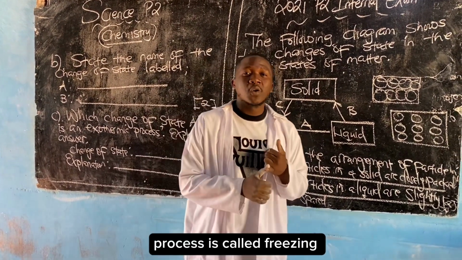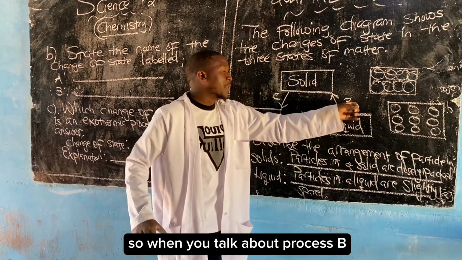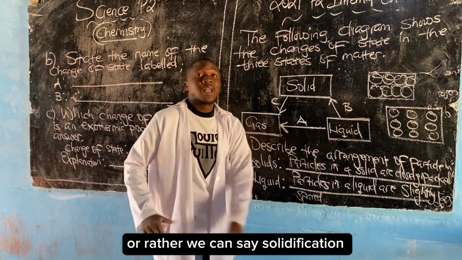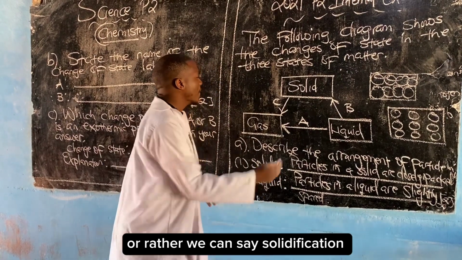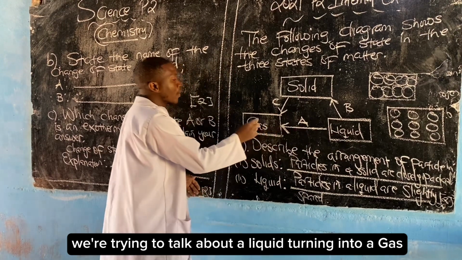The process is called freezing. It is also known as solidification. So when you talk about process B, it is freezing, or rather, we can say solidification. When you talk about A, we're trying to talk about a liquid turning into a gas.